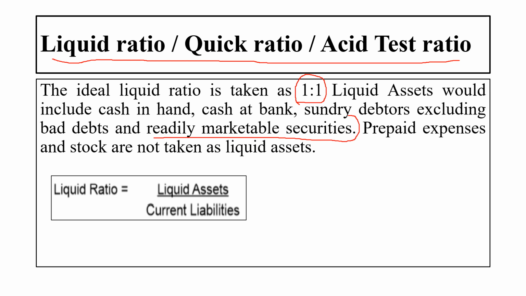The prepaid expenses and the stock are not taken into the liquid asset. Whatever prepaid expenses there are of the organization, and the stock, the inventories, will not be included in the liquid asset. Here the liquid ratio equals liquid asset divided by the current liability. Sometimes they will ask you to find out the liquid asset, and to find out a liquid asset you have to remember what is included in the liquid asset.